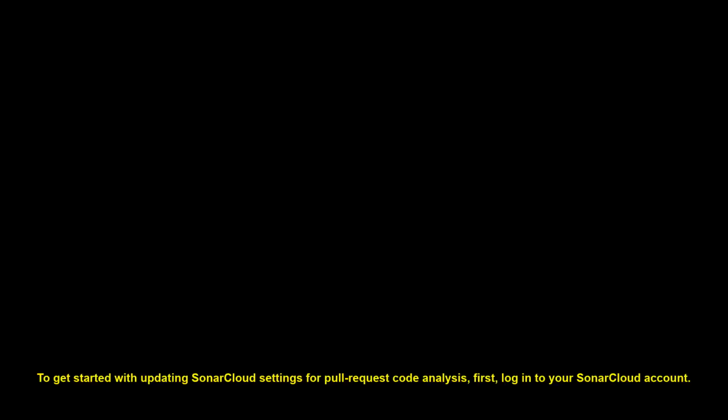To get started with updating SonarCloud settings for pull request code analysis, first, log in to your SonarCloud account. Navigate to your project dashboard by selecting the project you want to update. Once on the project page, look for the Administration tab located in the top menu. Click on Administration to access the project settings.